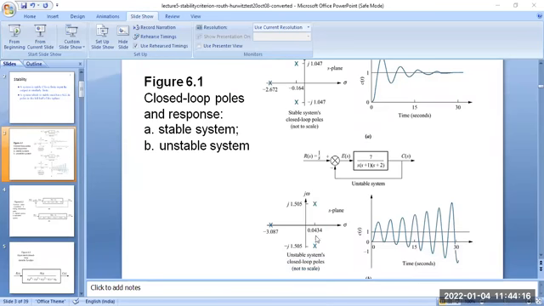Here you can see this picture, this is basically an unstable closed loop pole system. One pole is present in the right half plane, another one in the left half plane, and another one in the right half plane. So the system is unstable.